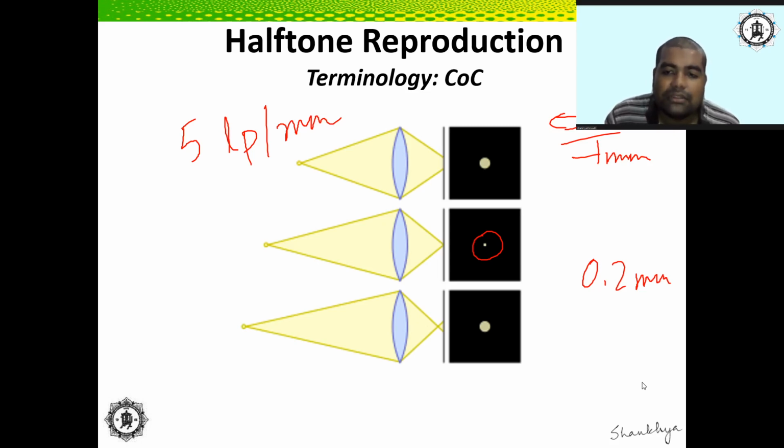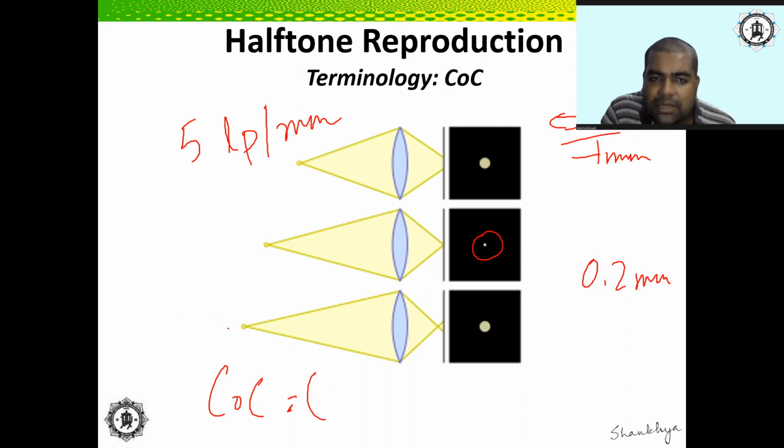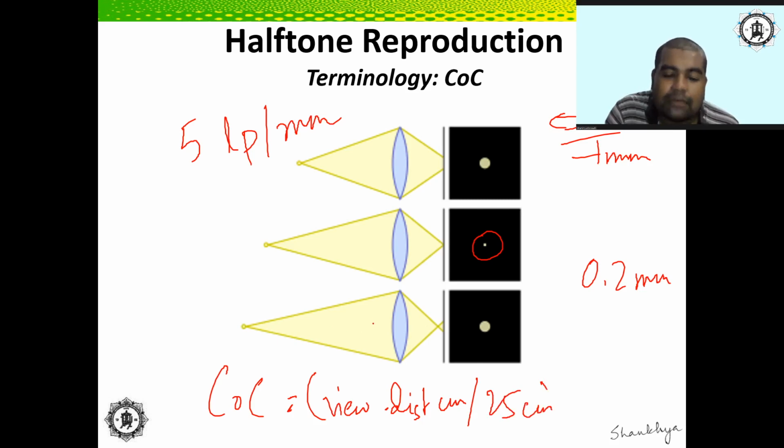Now, another important thing is the method by which the circle of confusion is calculated. It may be confusing a little bit, but this is a very simple formula, I assure you. The formula is viewing distance in centimeter divided by 25 centimeter. Why? 25 centimeter is a normal viewing distance. This is divided by the desired final image resolution in line pairs per millimeter. Again, this is divided by the enlargement.